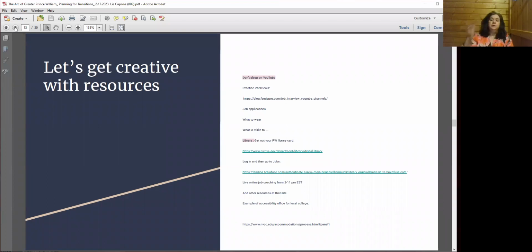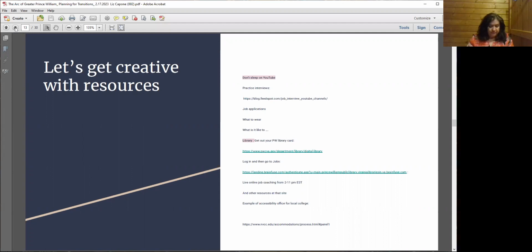I found a really good link at the Prince William County Library website. If you click on Digital Library, which I gave you the link, and then you go down and click on where it says BrainFuse. Apparently BrainFuse charges a subscription fee, but through Prince William Library, you don't pay a fee. And again, it's safe and it's curated. It's through the library. They have online job coaching. I'm not sure which days of the week, but it was 2 to 11. I was like, that's amazing. And they have other resources at that site.